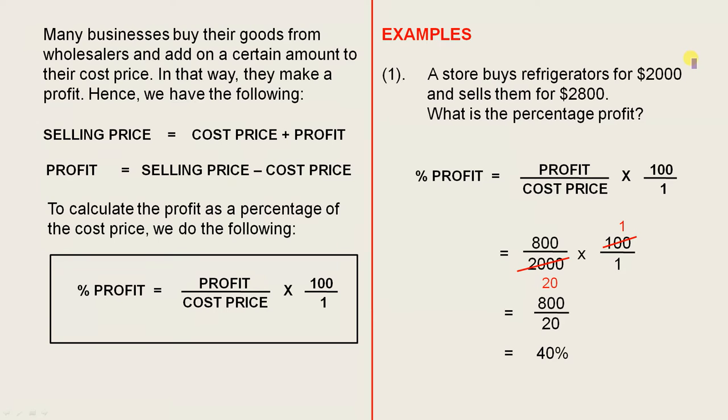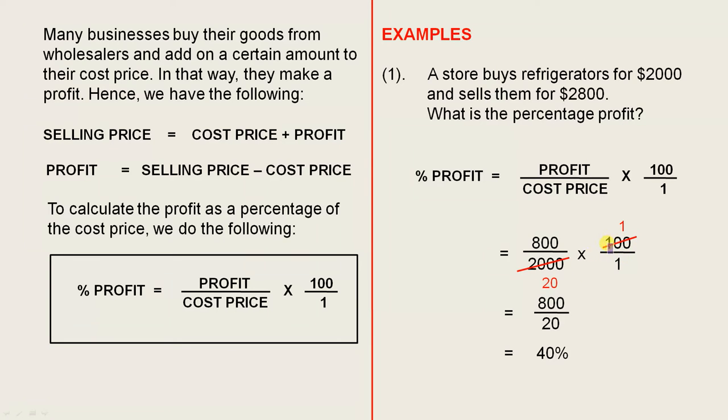Number 1. A store buys refrigerators for $2,000 and sells them for $2,800. What is the percentage profit? So the percentage profit will be the profit over the cost price times 100 over 1. Now the profit is $800 because all you do is take the selling price minus the cost price. That gives you $800. That's what we said here. Over 2,000, because 2,000 was the cost price, and you have your 100 over 1.